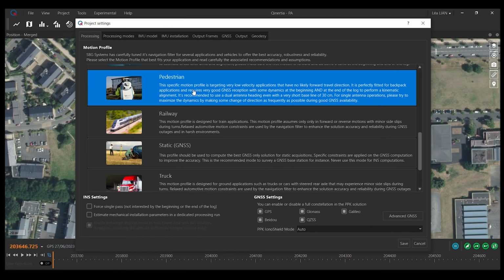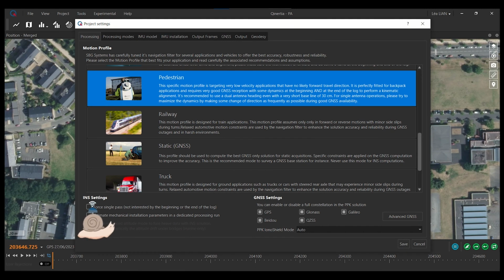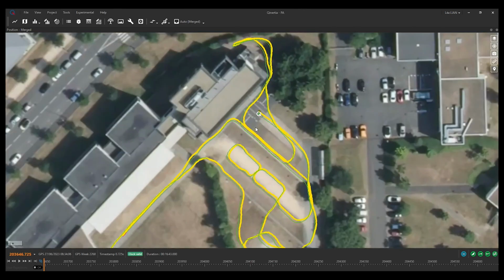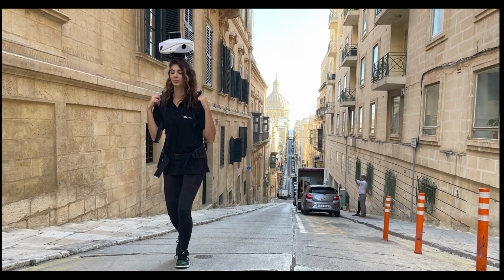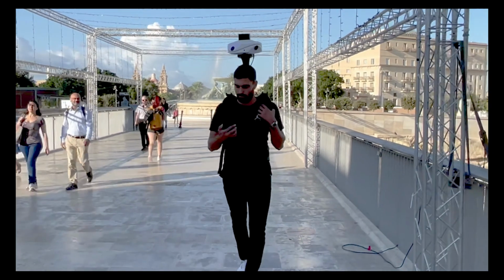This revolutionary algorithm flawlessly determines kinematic heading in a single antenna setup with very low velocity and without the need for a differential GNSS correction. Only 5 meter movement in the first 10 to 20 seconds of the log is needed. It therefore perfectly matches the pedestrian with backpack applications. Let's take a look at a practical application.